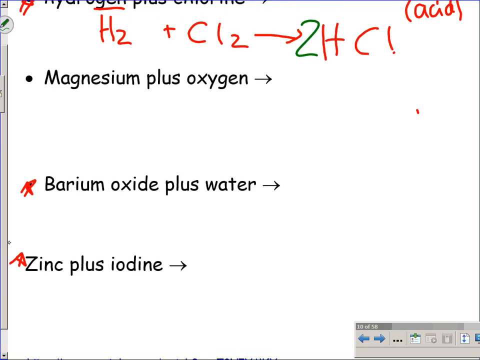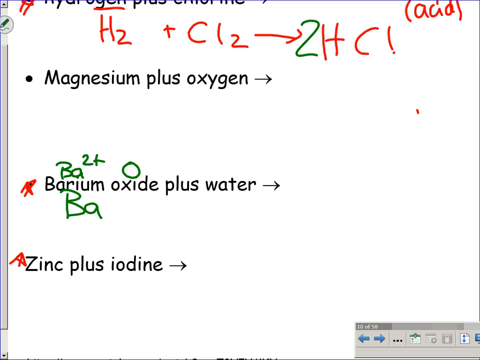Ready when you are. Why BaO off the bat? Okay. And the charges are split too. They both happen to be 2, right? So she didn't just say BaO, she saw barium and oxygen. She actually did the crisscrossing in her head.